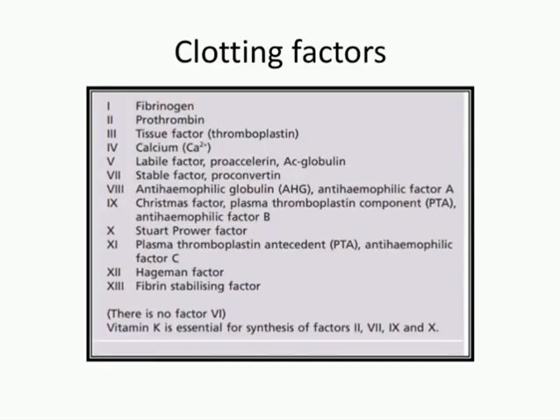Now these are the different clotting factors or the coagulation factors, right. Factor 1 is termed fibrinogen, factor 2 prothrombin, factor 3 tissue factor, factor 4 calcium, factor 5 labile factor, factor 7 stable factor, factor 8 is AHG, factor 9 is your Christmas factor, factor 10 is Stuart-Prower factor, factor 11 is your plasma thromboplastin antecedent, factor 12 is your Hageman factor, and factor 13 is your fibrin stabilizing factor.